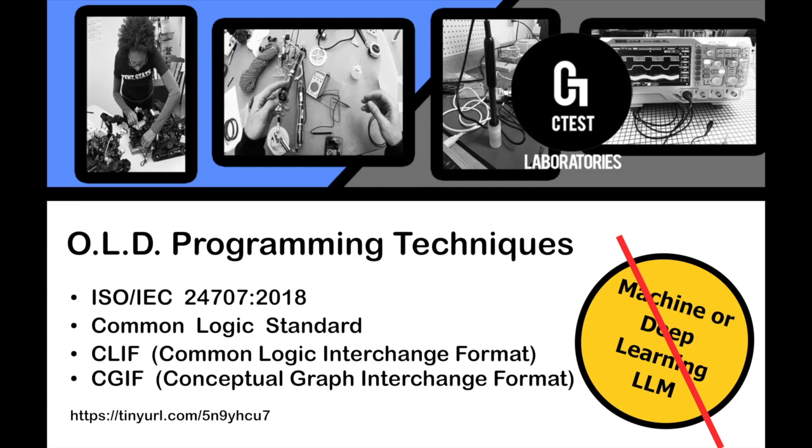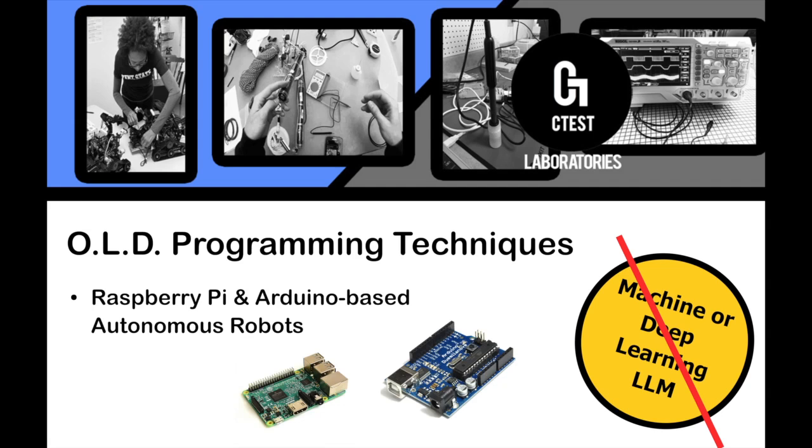Okay, today's talk is titled Old Programming Techniques for Raspberry Pi and Arduino-based Autonomous Robots. And that's an important point here, that I bring up the scale of the robotics we're talking about. We are not talking about these 30, 40,000 or 100,000 or $1 million robots. That's not what we're going for. We're really talking about robot systems that can be built out of garden variety Arduinos and Raspberry Pis.